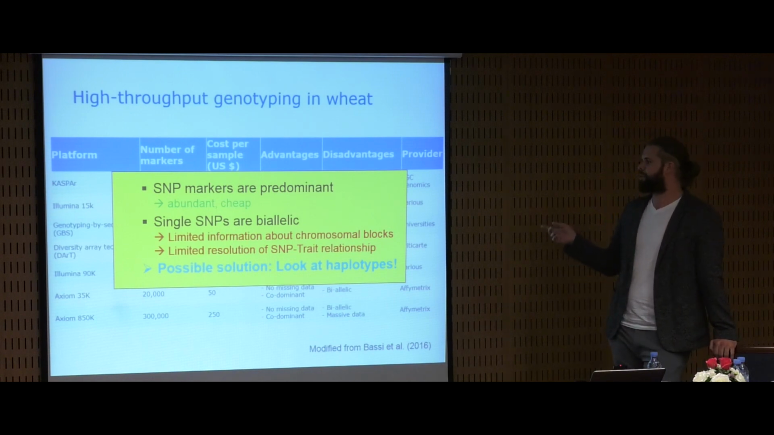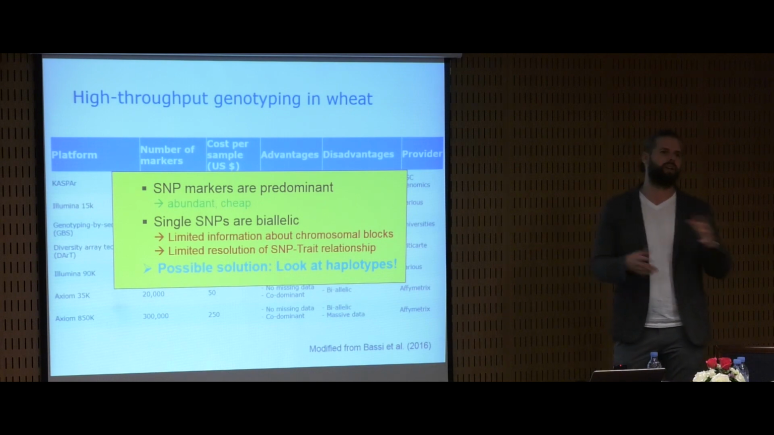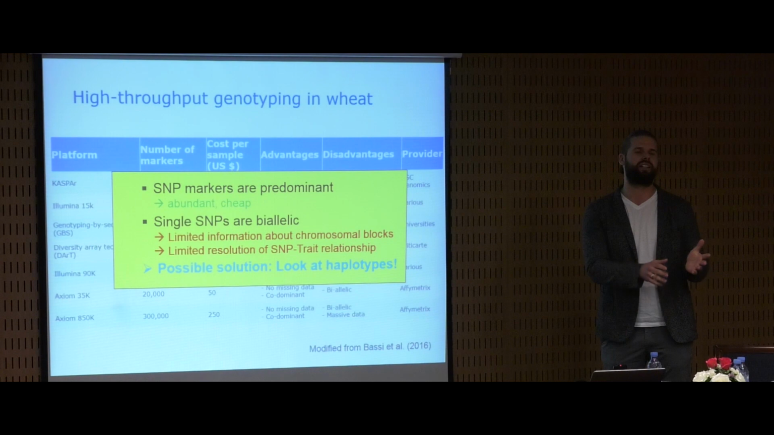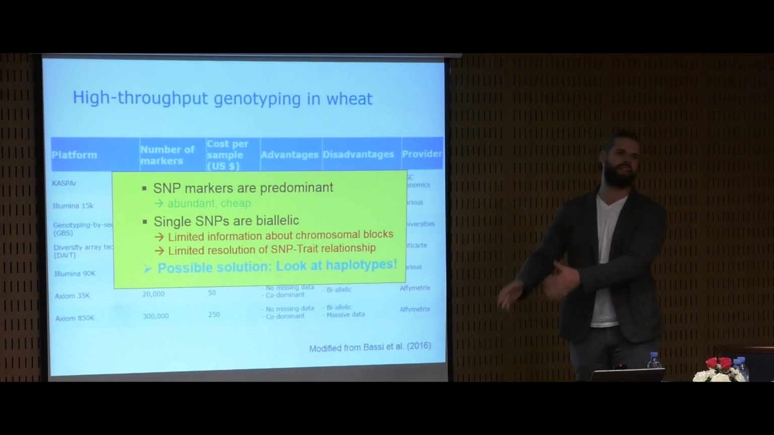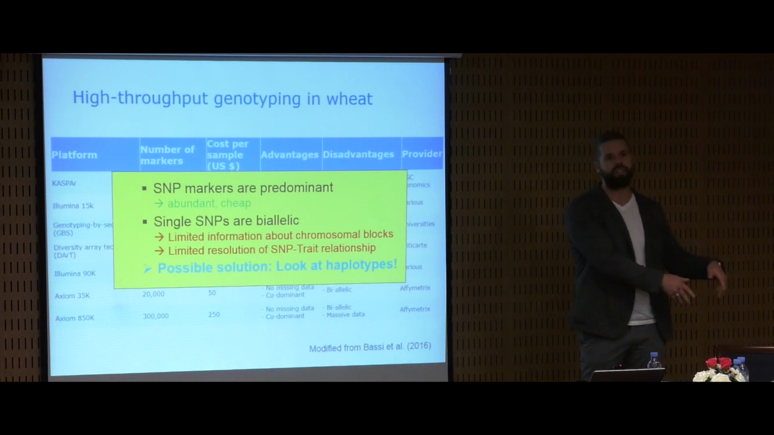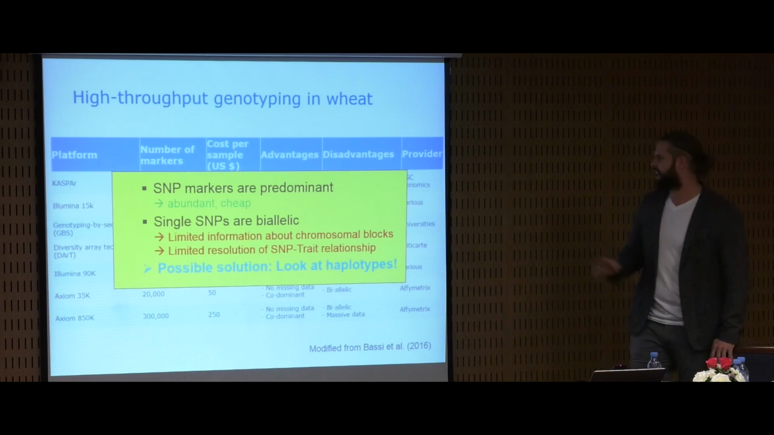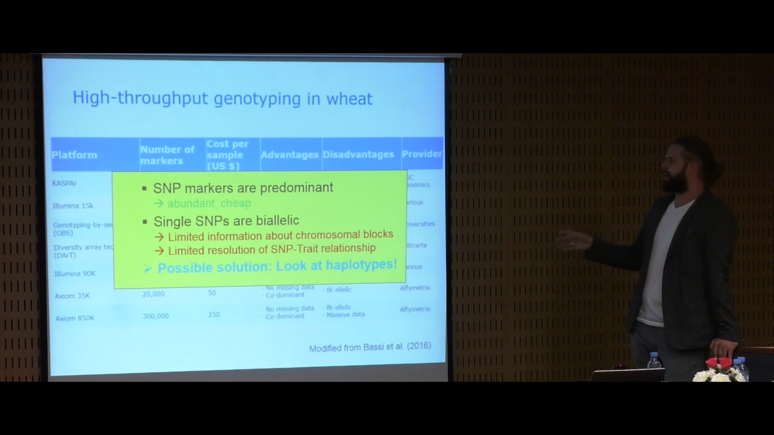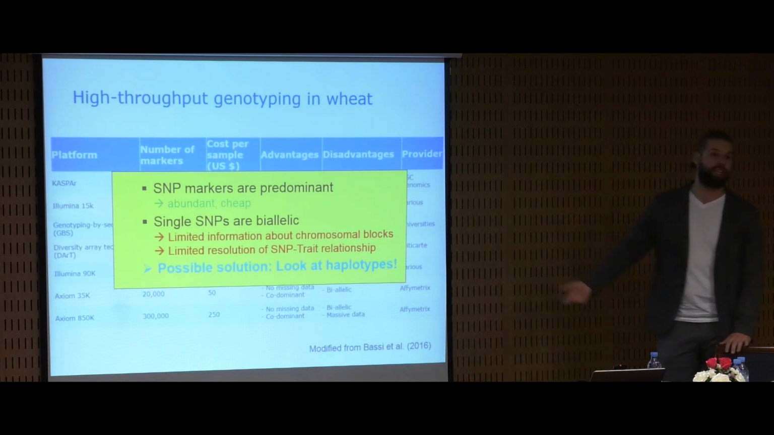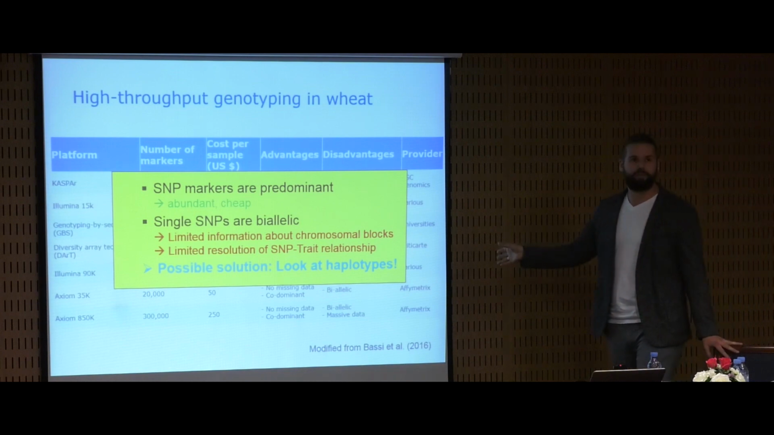And that's why you can also run into limitations when you want to depict a SNP trait association, because you basically can just say, okay, this allelic group has this phenotype and that allelic group has this phenotype. So it's not really high resolution. And one possibility, and of course now I'm finally getting there, is to look at haplotypes.